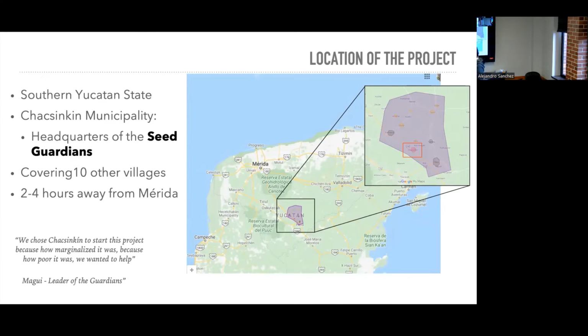I put this quote here from the leader of the organization that I'm going to present. They said, we chose Jackson King, that is the name of the town, to start this project because of how marginalized it was, because of how poor it was. We wanted to help. Frankly, it was the poorest village in the region.